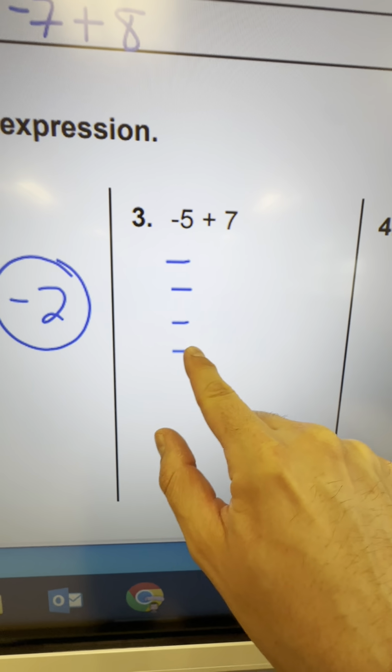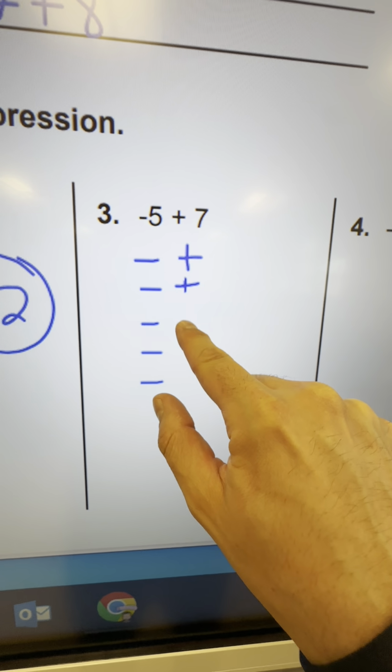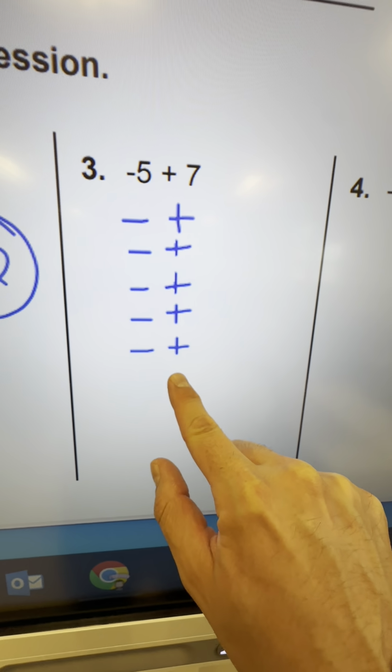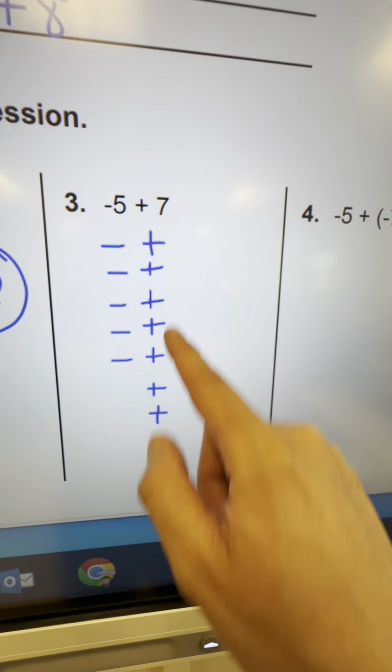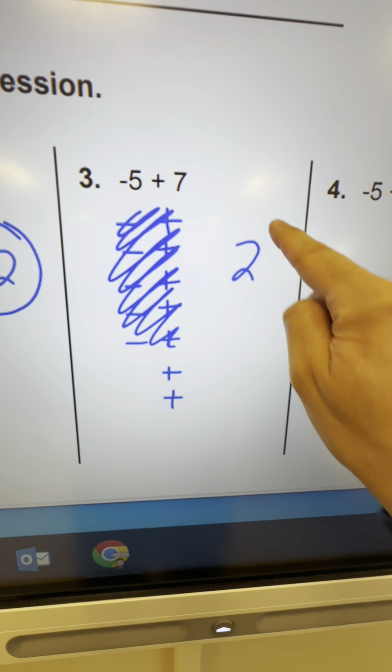1, 2, 3, 4, 5. 7 positives, so I'm adding 7 positives. 1, 2, 3, 4, 5, 6, 7. So again, you can see here, these all cancel out because they're zero pairs, and we're left with positive 2.